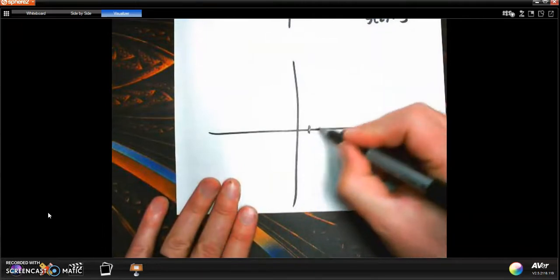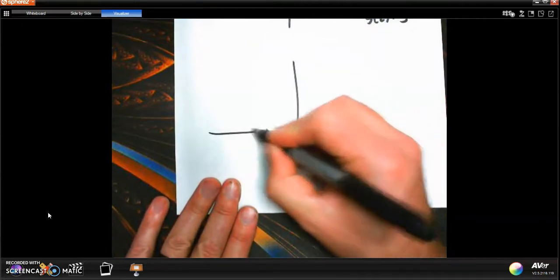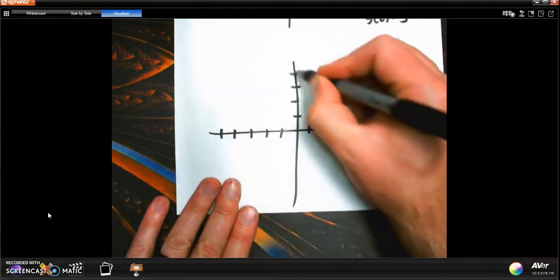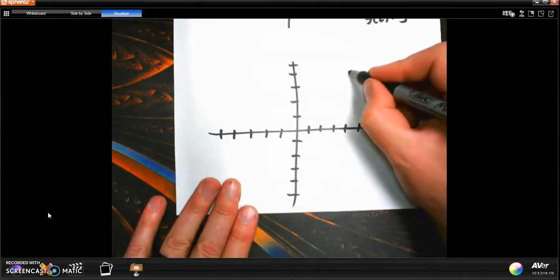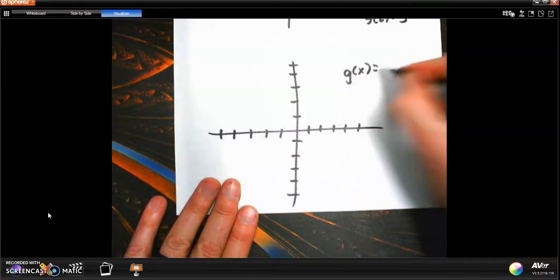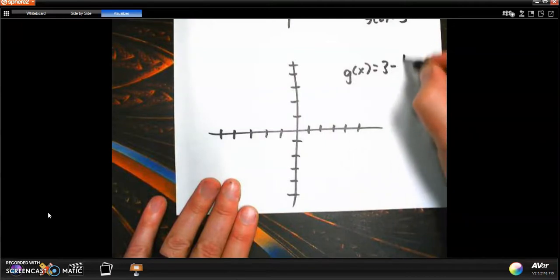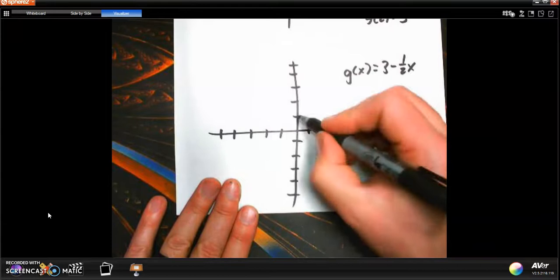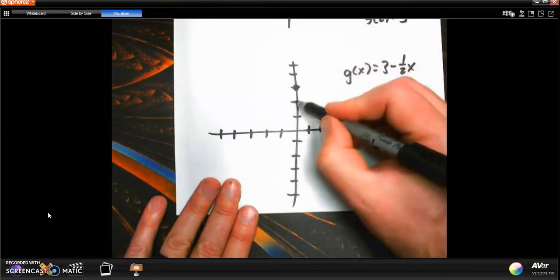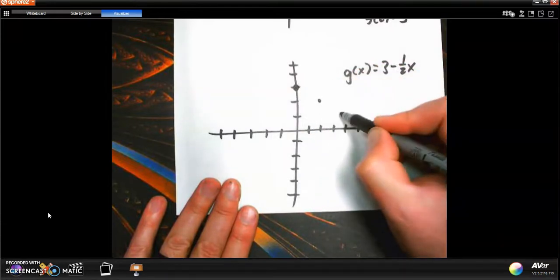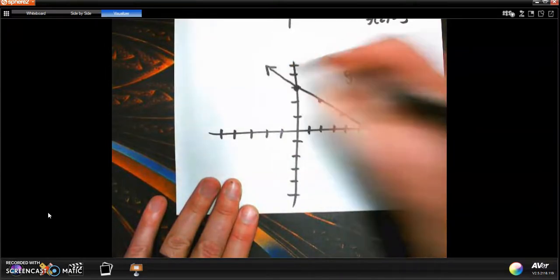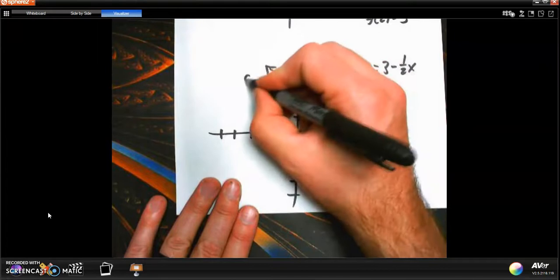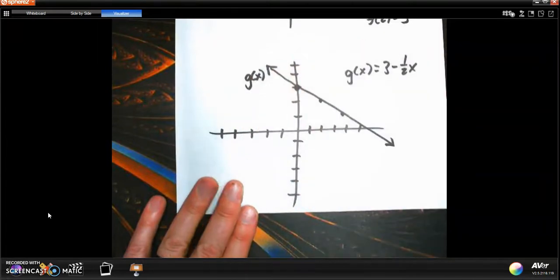Okay, let's try another little example, right? Let's do another one here. So let's say I have the g function. g of x equals 3 minus 1/2 x, right? So I start at 3 and I go down 1 over 2, down 1 over 2. It creates this line. Well, that line is the g line. It's the g of x line.